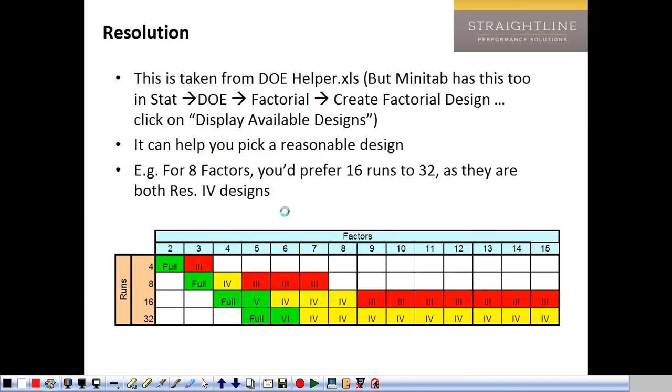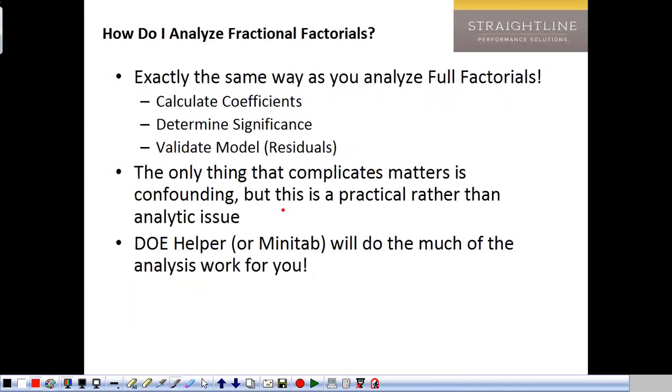Minitab also has this picture. Okay, and how do you do the analyzing? The same way that we did it before. That's the beauty, is that they're analyzed exactly the same way. All right, let's go through and do an example.